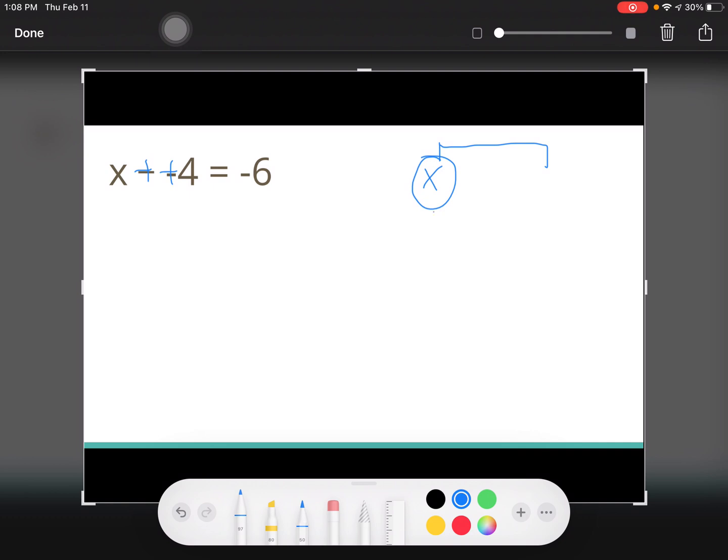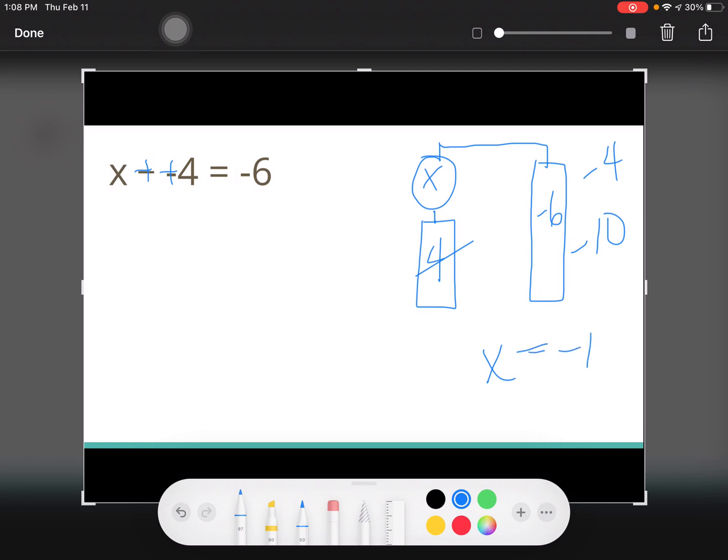So I'm going to put +4 on here. And then over here, we have hanging, balanced, a -6. All right, so if I reason using the hanger diagram, what's hanging with x? Well, 4 is, so I'm going to subtract 4 from this side, which means I have to subtract 4 from this side. -6 minus 4 is the same thing as -6 plus -4. So this would end up equaling -10.